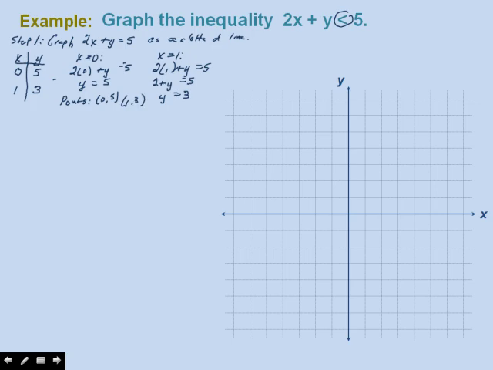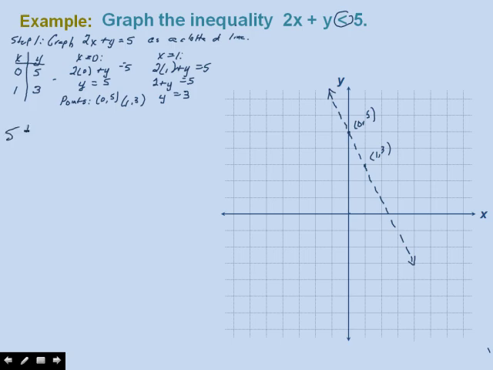So for (0, 5), we would start at the origin and go up 5. And for the point (1, 3), we start at the origin and go to the right 1 and then up 3. And now we want to graph a dotted line that goes through those 2 points. So there's our boundary line.